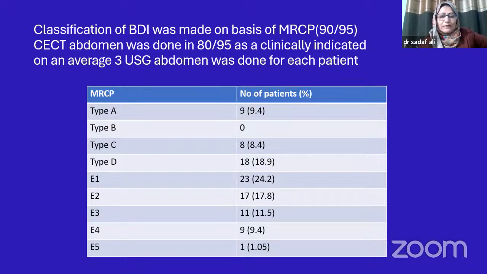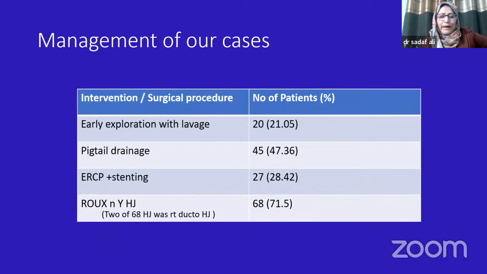Cholangitis was seen in 20%, where there was already stricturing occurring. And we did not have any type B injury picked up. Maybe they were not referred, because of no symptoms. The maximum number of patients were type D and type E1.